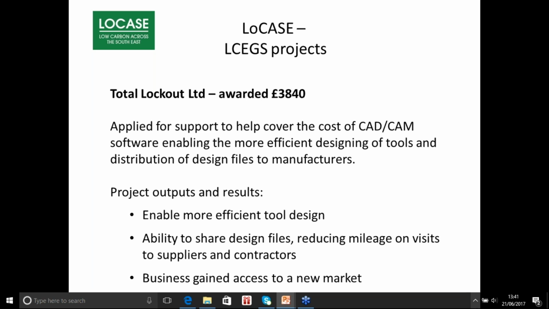Total Lockout make a device that locks electric vehicles. Parts within the engine of an electric vehicle could cause shocks to engineers working on the vehicle, so they make the locks that actually stop that from happening. What we're able to do is enable them to be more efficient in their tool design. They're able to share their design files and reduce their mileage to visitors, customers and suppliers. And they gained access to markets because of the support we were able to give them.